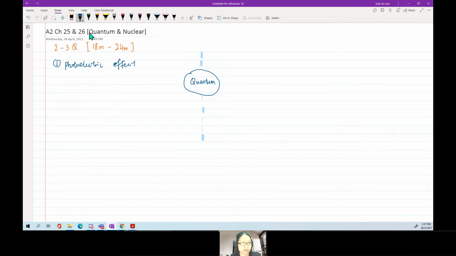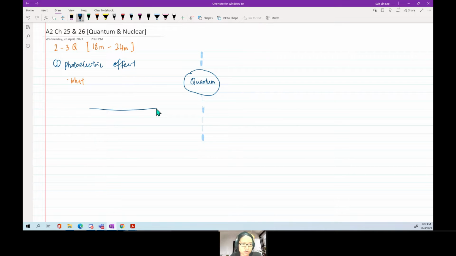Anyway, the photoelectric effect. You must know what it is, which is the emission of photoelectrons from a metal surface. Go and look at the notes. My notes are very little already. If you open your textbook, it's like 4 or 5 pages of essay. So it's the emission of photoelectrons from a metal surface due to incident electromagnetic radiation.